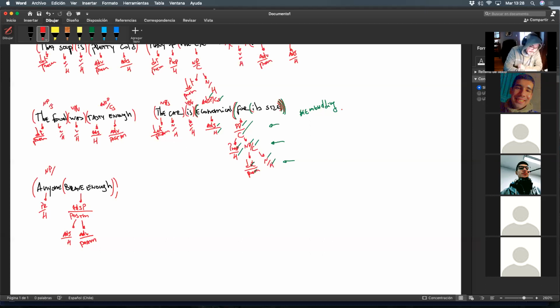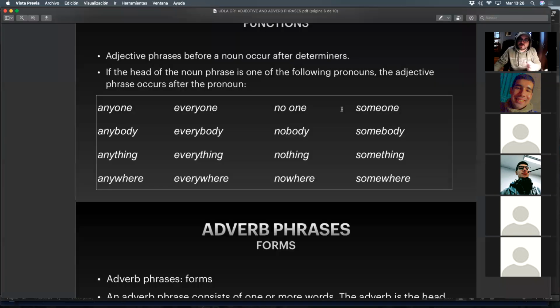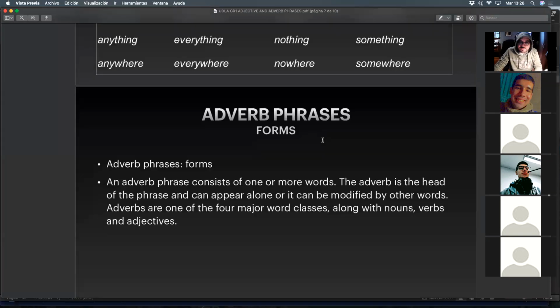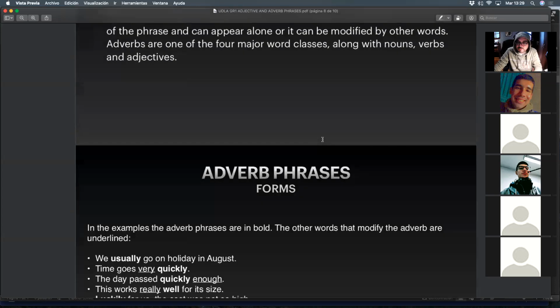Sí, profe. Ok, avanzamos. Adverb phrases, forms. An adverb phrase consists of one or more words. Muy obvio. The adverb is the head of the phrase, muy obvio, and can appear alone, muy obvio, or it can be modified by other words, muy obvio. Adverbs are one of the four major word classes, muy obvio, along with nouns, verbs, and adjectives. Súper obvio, de hecho ya lo medimos en una prueba.